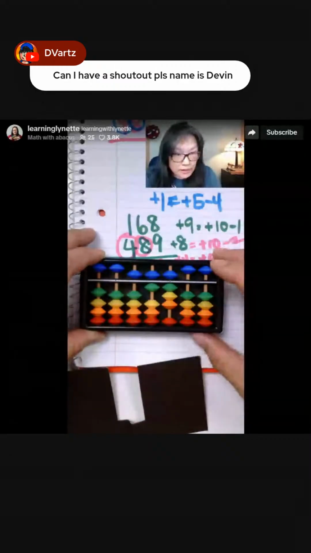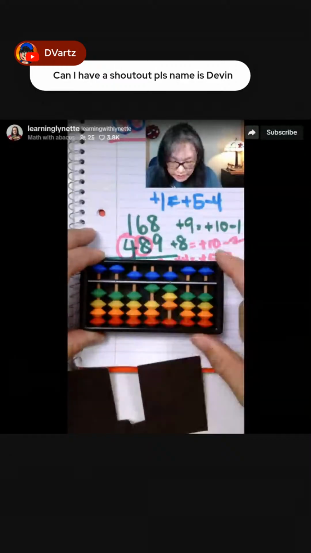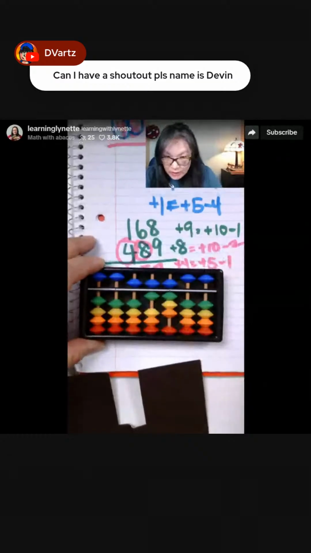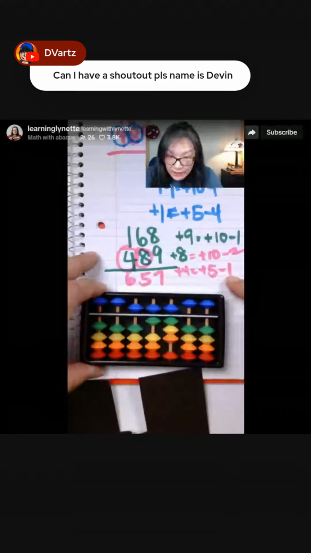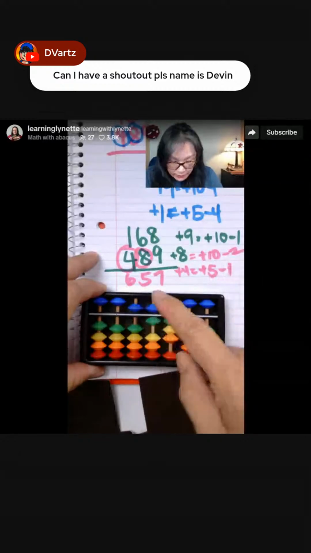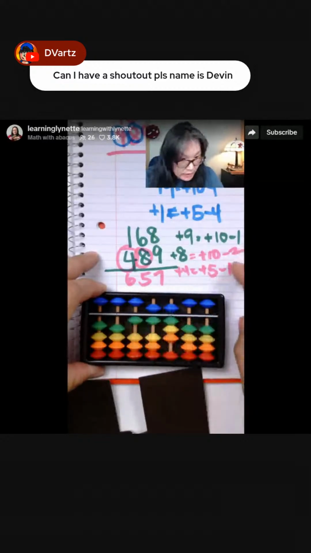So we add the 4, right? Remember to add the 4. It's plus the 5 minus the 1. So we're going to plus the 5 minus the 1. That's what adding the 4 is. So we're done with this, right?